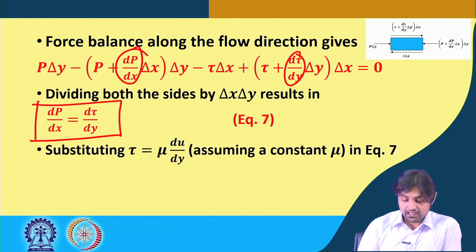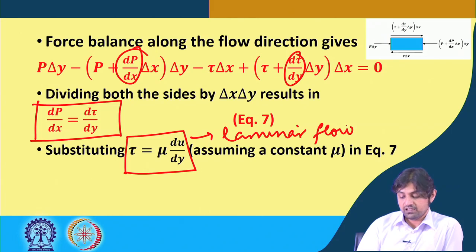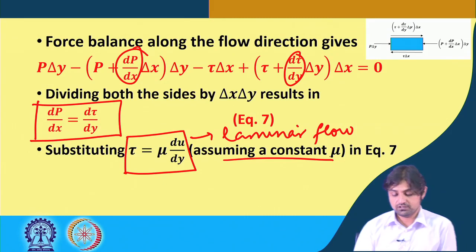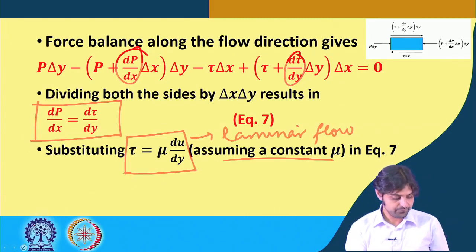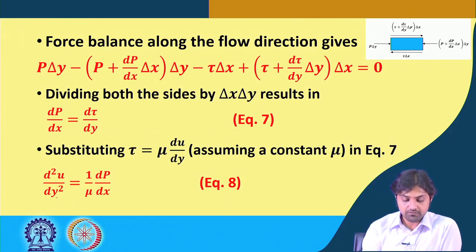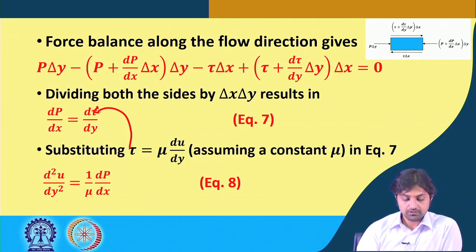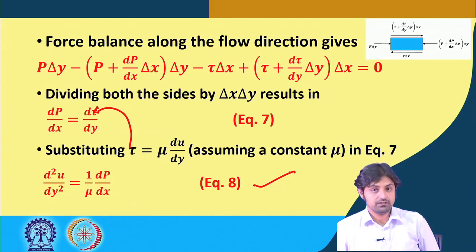Now, this is again a laminar flow assumption. And we will also assume that mu, the viscosity, is constant. So, it will be d square u by dy square is equal to 1 by mu dP/dx. This is the equation that we get after we put this in. This is equation 8.